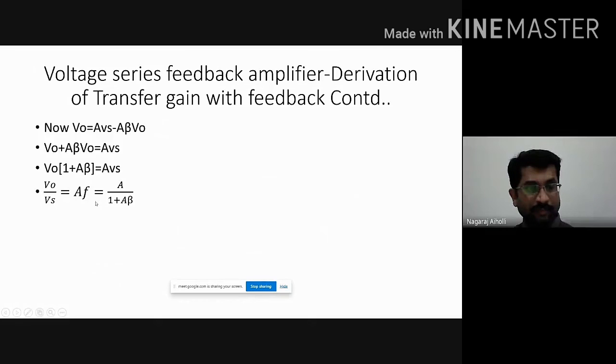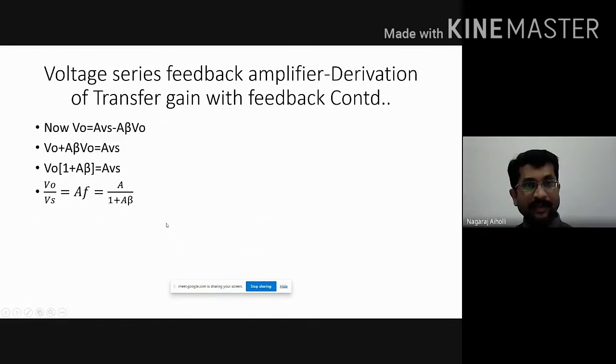That is the gain of the voltage series feedback amplifier with feedback. It is given by A divided by 1 plus A beta. So what is A? A is the gain without feedback, and beta is the feedback factor.